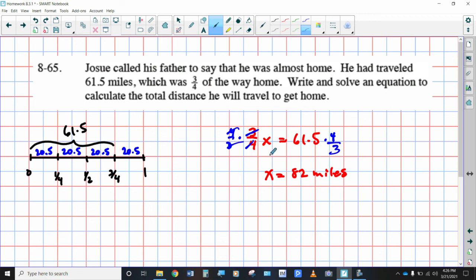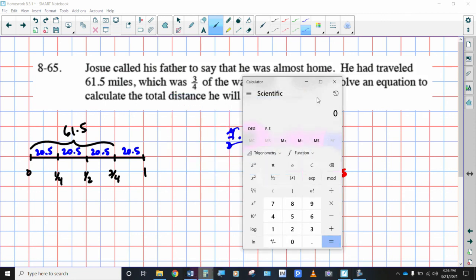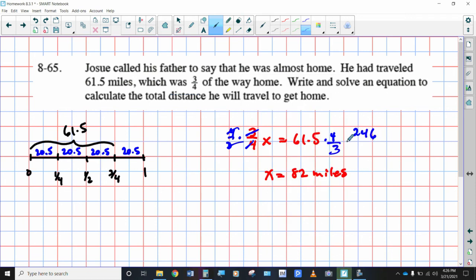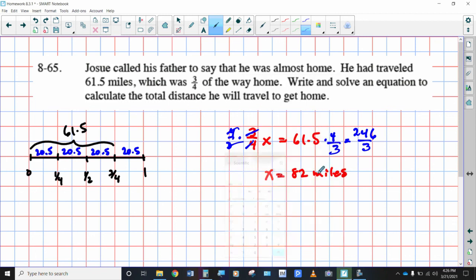And these are going to cancel each other out. And 61.5 times 4, what is that? 61.5 times 4 is 246 divided by 3. And so let's go ahead and take that and divide it by 3, and you get 82 for your answer. So it must be 82 miles to get home.